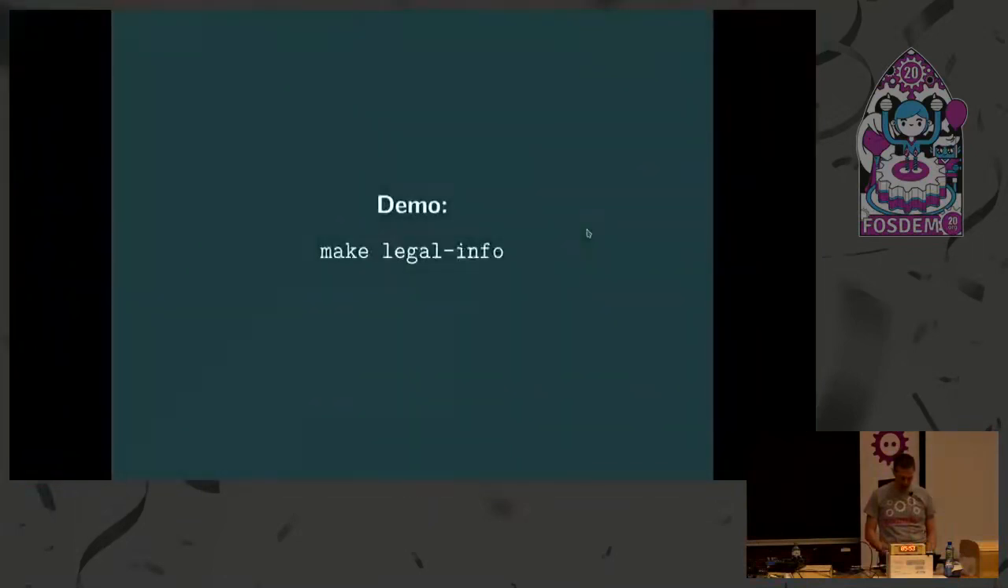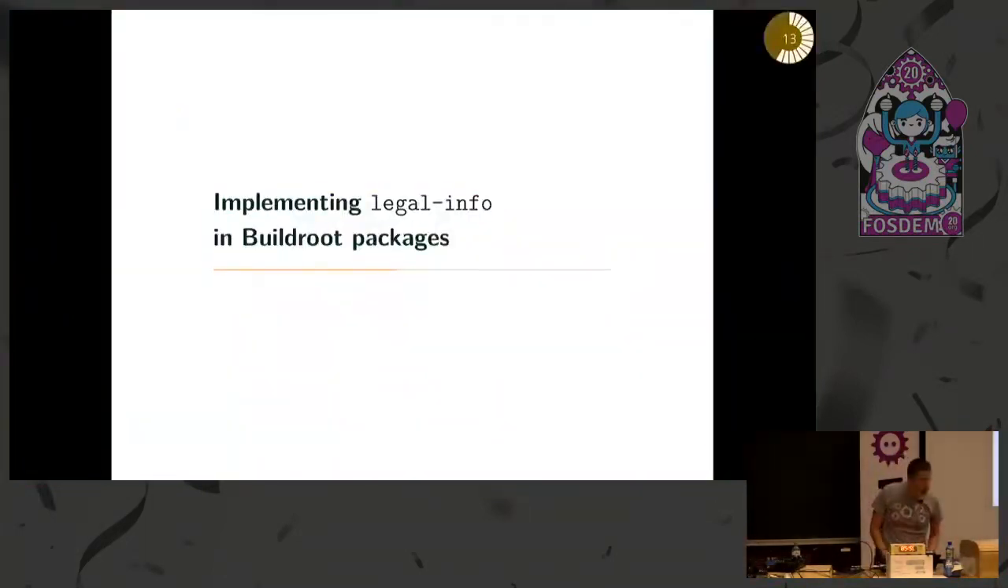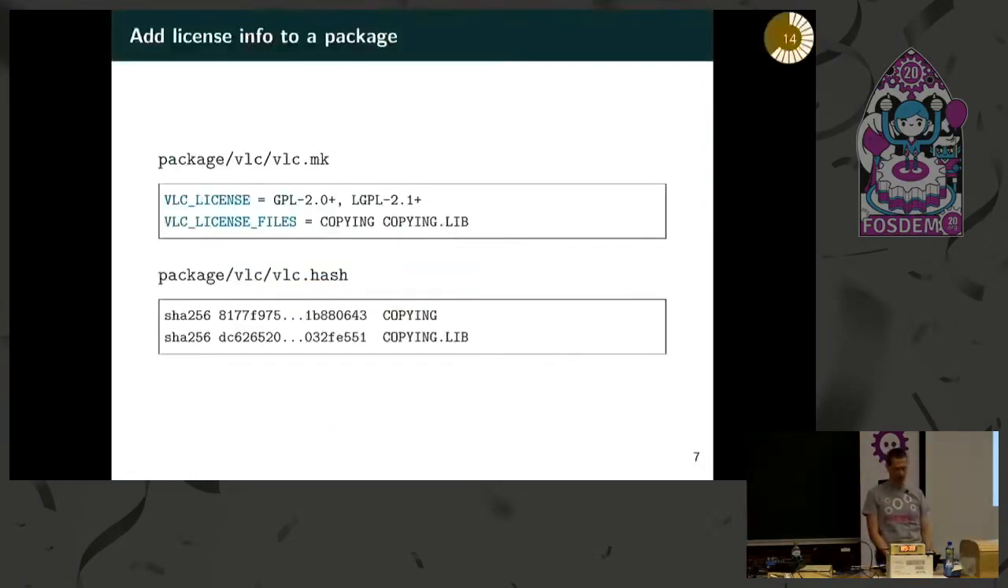And now this is how it works. Buildroot does no magic to understand what license a package is licensed under. It would not be quite feasible, but it uses a simple mechanism where the package maintainer, or the person who writes the package, has to insert this info. Let's take the VLC package as an example.